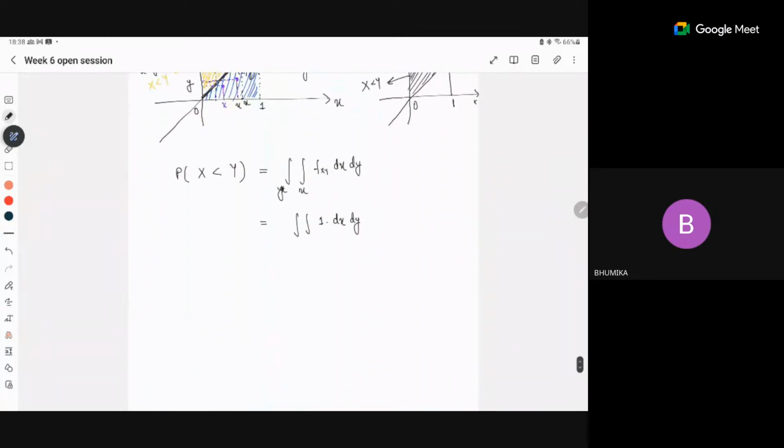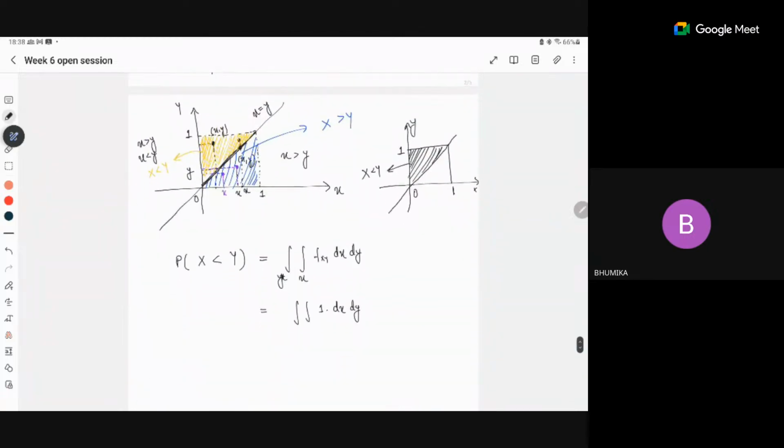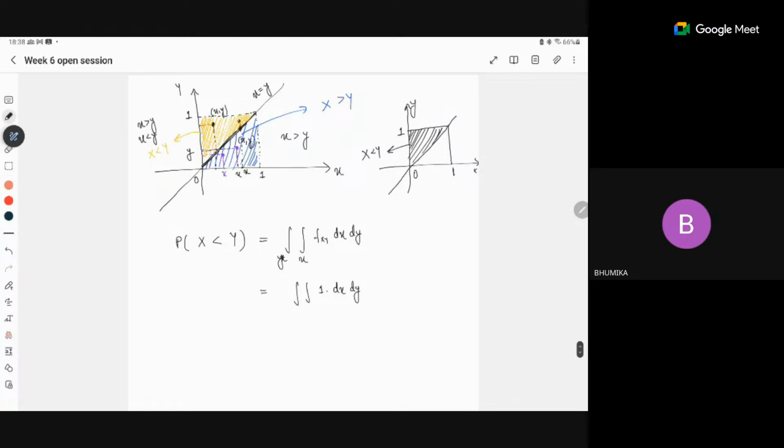Okay. We'll have to do the integration of f of xy dx dy over xy. Now we know that f of xy is given to be 1, so 1 dx dy. So let's say first I want to do the integration with respect to x.